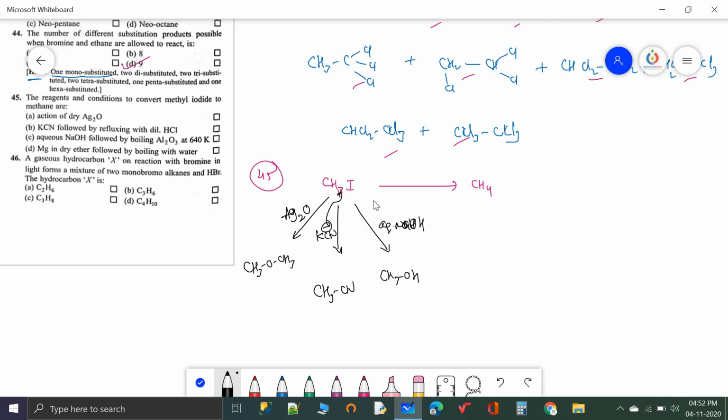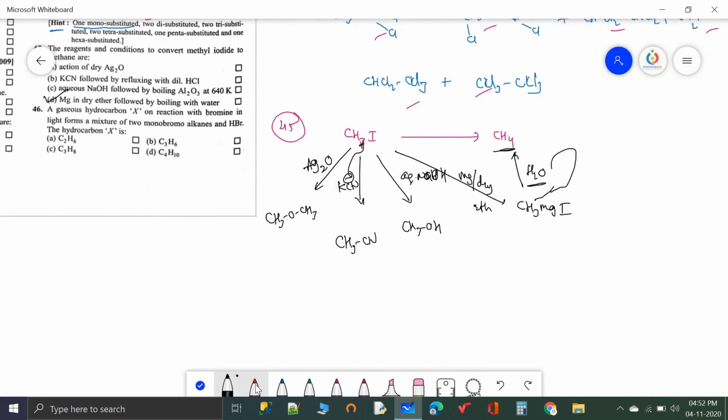And magnesium in dry ether. Alkyl halide with magnesium in dry ether gives methyl magnesium iodide, which is a Grignard reagent. This Grignard reagent is treated with water. Water is a compound that gives hydrogen to this methyl carbon. So finally we get methane. So option D is correct.